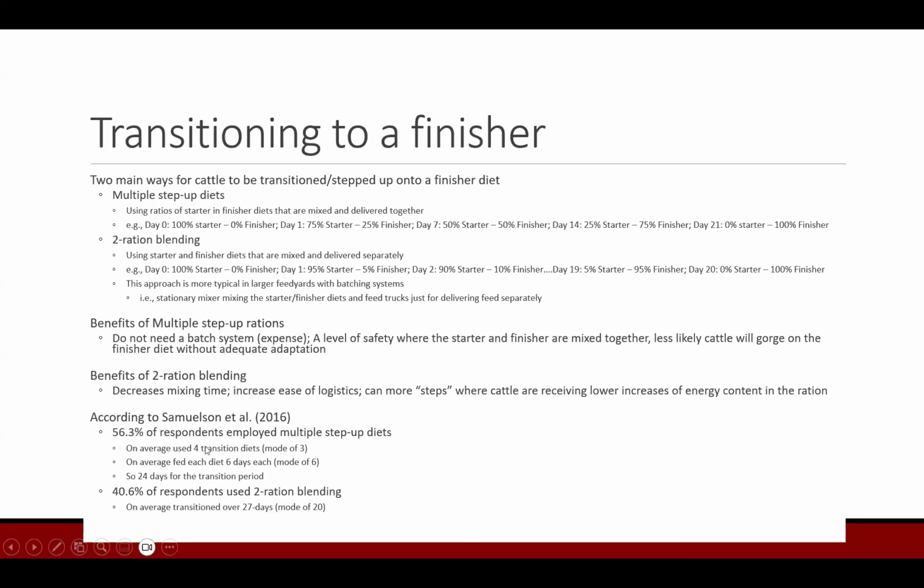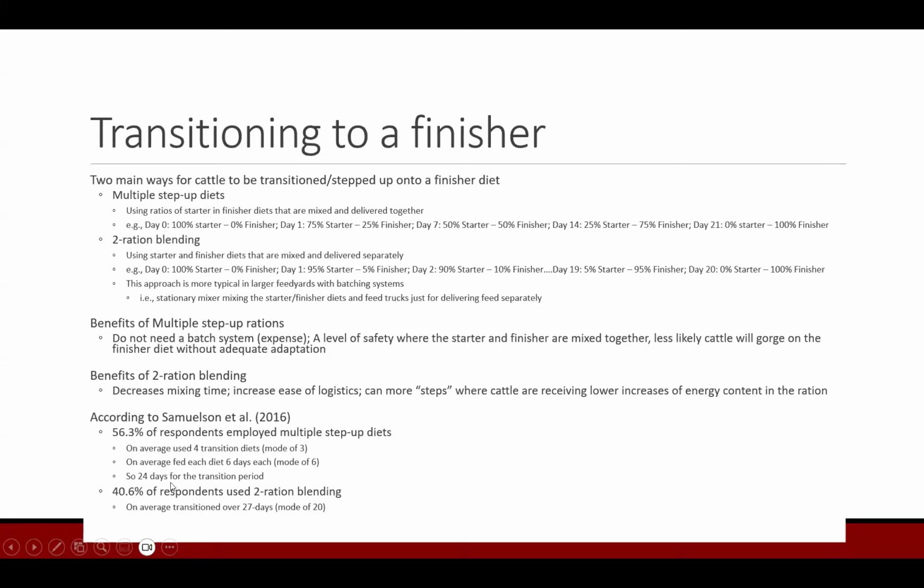According to Samuelson's survey, 56.3% of respondents used multiple step-up diets. On average, they had 4 transition diets, but the mode was 3. And on average, they fed each of these diets for 6 days, and the mode was 6 as well.